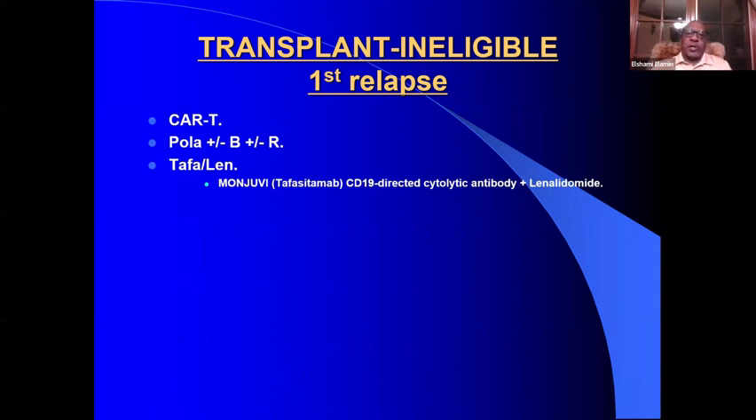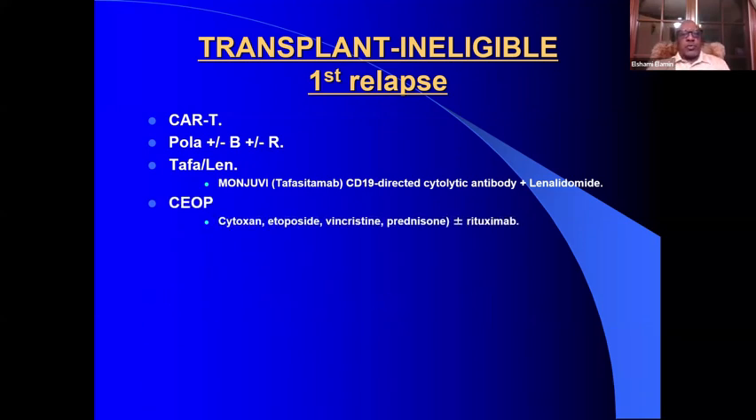This is a CD19-directed cytolytic antibody, which we call Monjuvi. And the regimen is called Tafa-L. It is a combination of the Monjuvi, which is an infusion, plus the lenalidomide, which is the Revlimid. Remember, Revlimid is the new generation of the thalidomide.